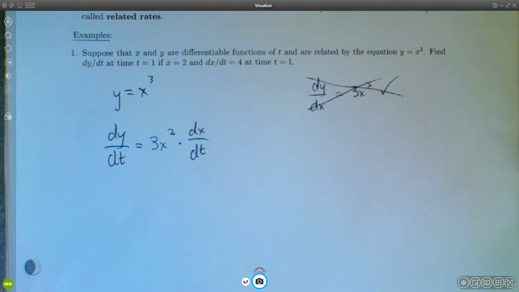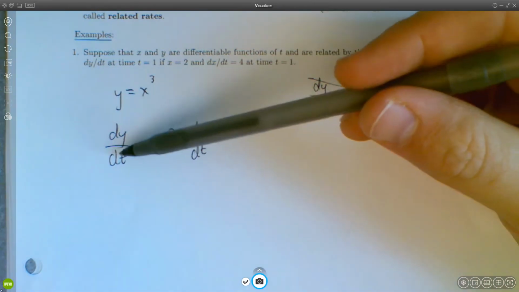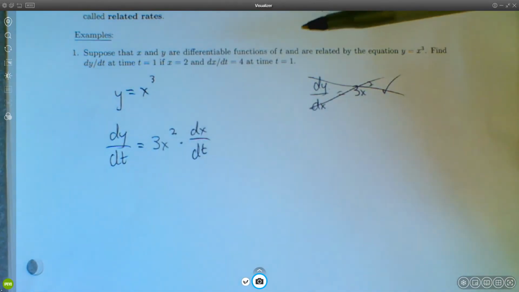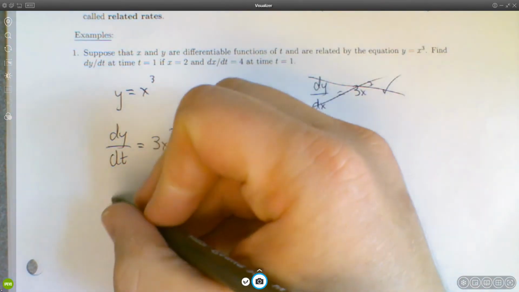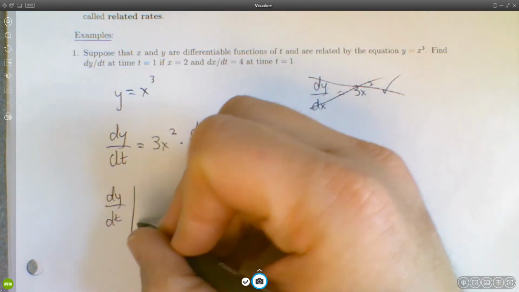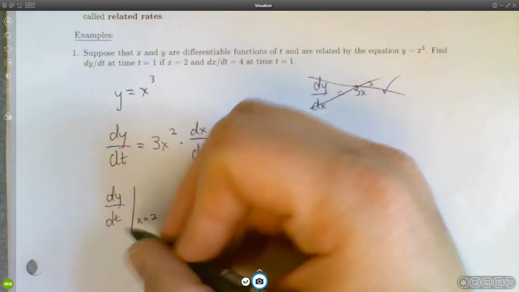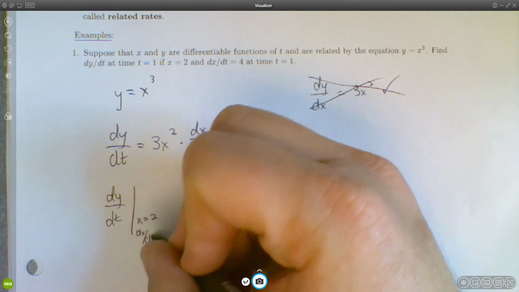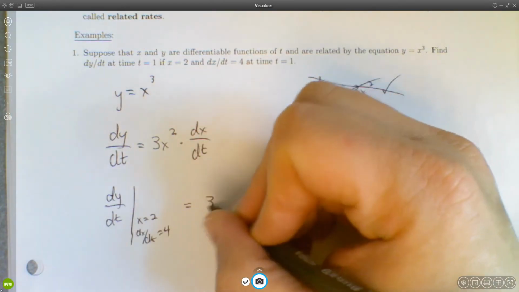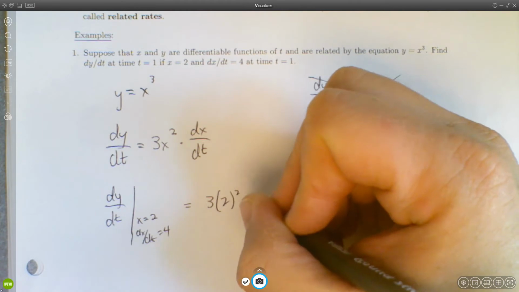Now we want to figure out what dy/dt is when x is 2 and when dx/dt is 4. That's pretty easy, right? We just plug that stuff in. We're going to say dy/dt when x is 2 and dx/dt is 4 equals 3 times 2 squared times 4.